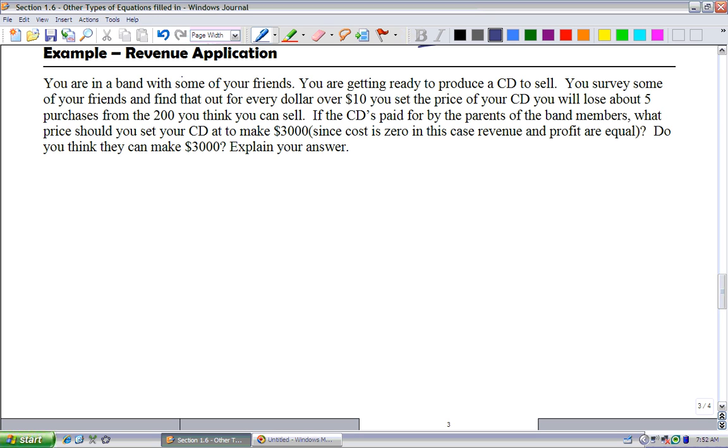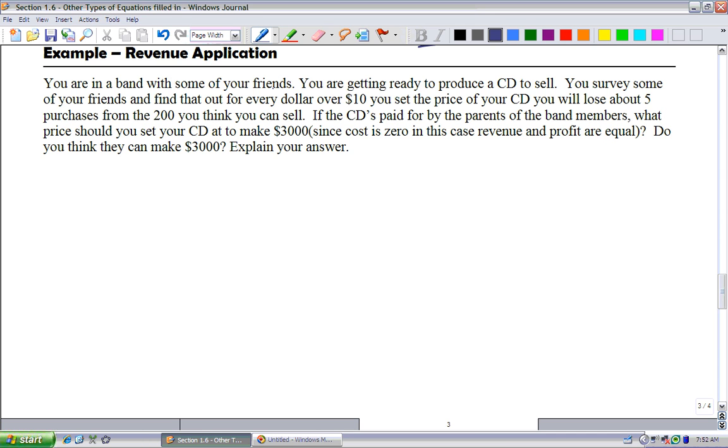Alright, gonna do a couple example problems here of the other types of equations. Revenue application. Alright, so we're gonna say that you're an aspiring rock star, and you're in a band with some of your friends. You're getting ready to produce a CD to sell.